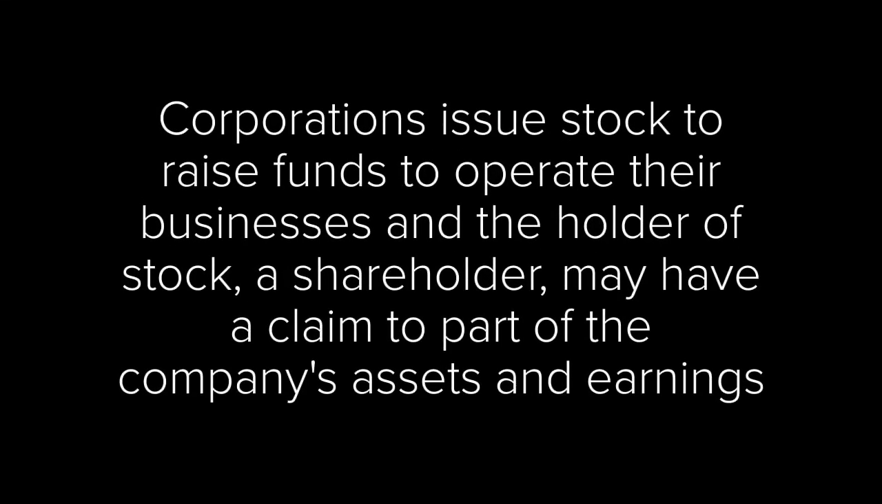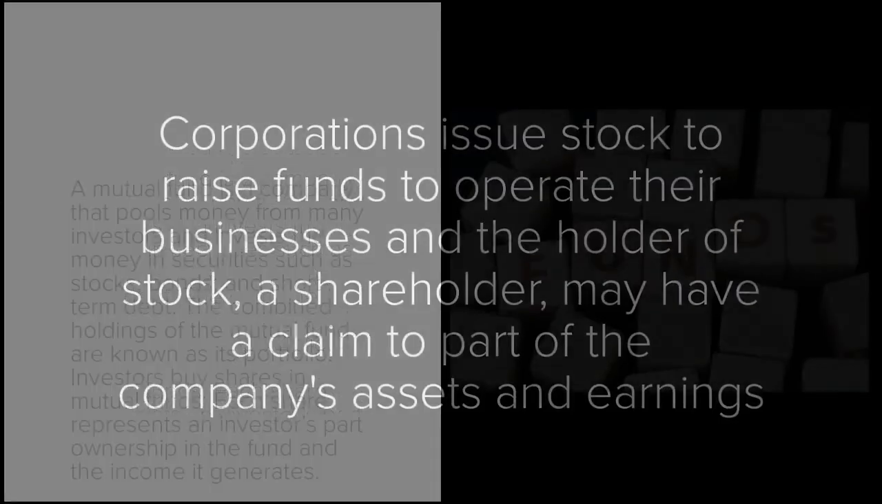Companies that are publicly traded have issued stock to raise funds to operate their business, and the holder of the stock, called a shareholder, has a claim to part of the company's assets in proportion to the percentage of the stock that they own. There are two main types of stock, preferred and common stock. And a thing to know about stocks is that historically, they've outperformed other investments in the long run.